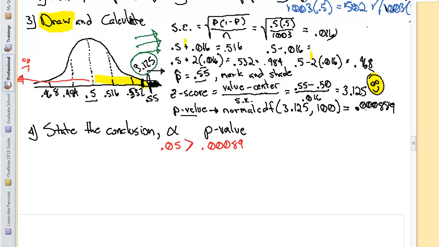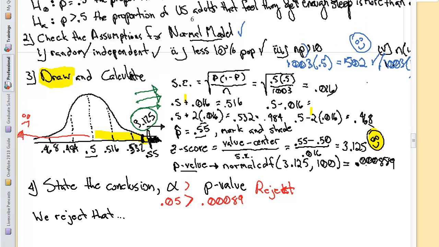Okay? So now, if your alpha is larger than your p-value, you are going to reject the null hypothesis. Alright, so let's go ahead and write it. So we reject that. And here, this is just the null hypothesis. And this is why we write it in words. So let's scroll up and see what we wrote for that. Okay. The proportion of U.S. adults that feel they get enough sleep is 0.5. So that's what we're going to write here.